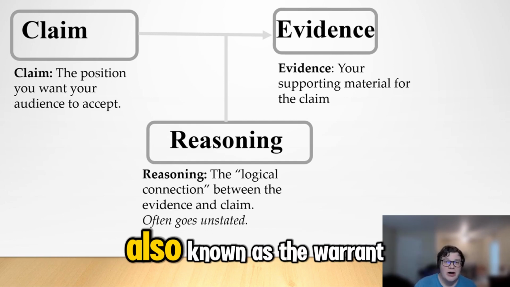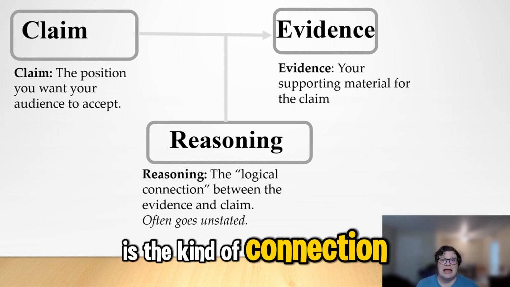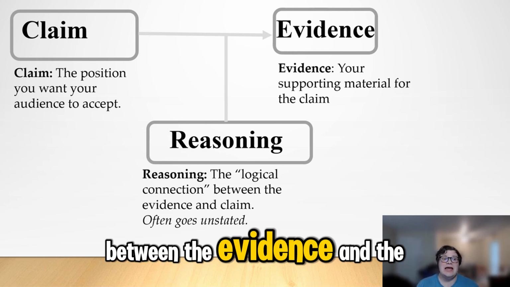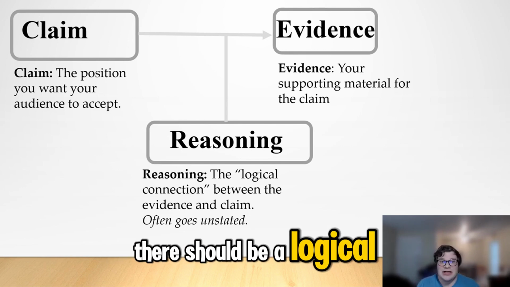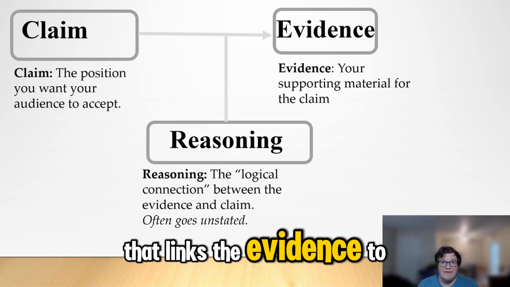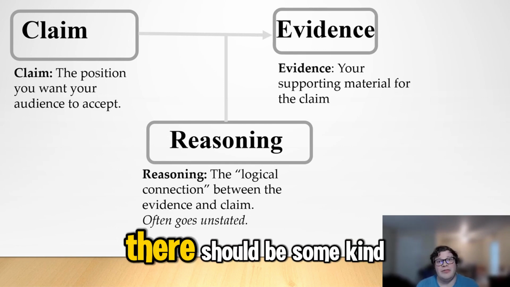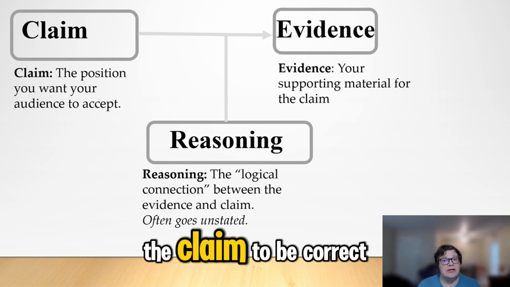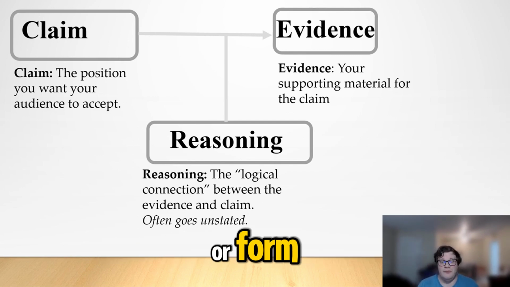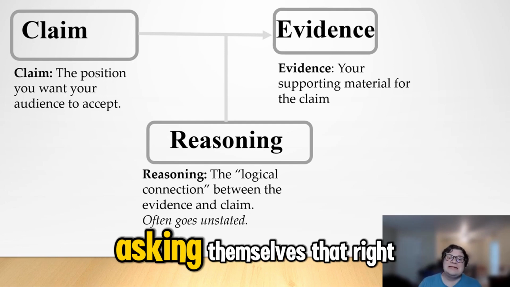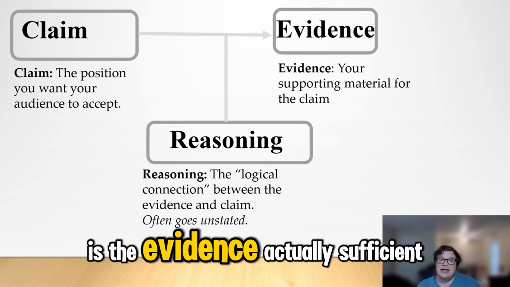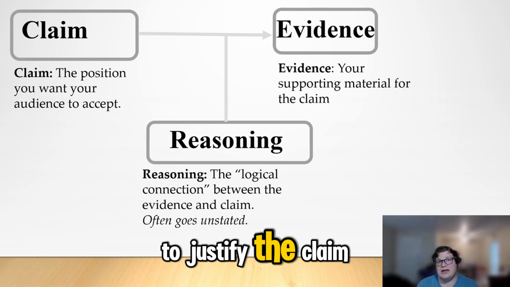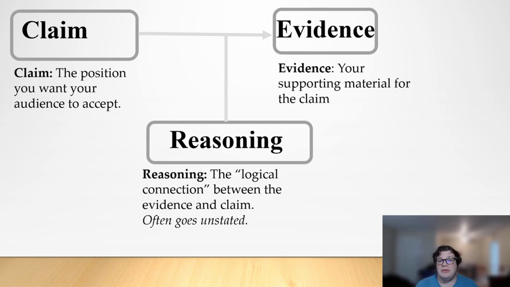Now, reasoning, also known as the warrant, is the connection between the evidence and the claim. There should be a logical connection that links the evidence to the claim. In other words, there should be some kind of reason that the evidence actually shows the claim to be correct in some shape, way, or form. And active audience members are asking themselves that: is the evidence actually sufficient to justify the claim, and should I believe in the claim based off the quality of the evidence?